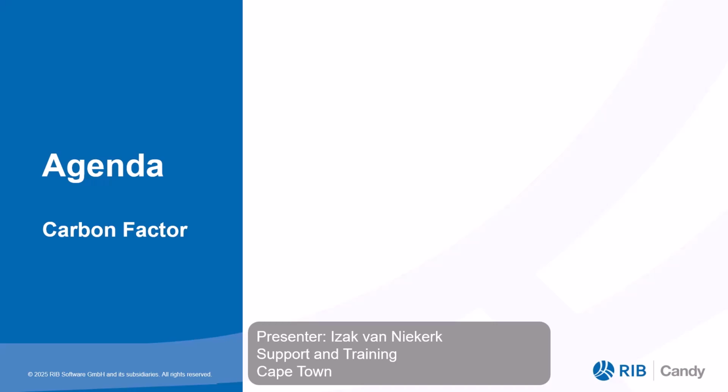My name is Isak van Niekerk and I'm based in the RIB Canny offices in Cape Town. I am involved in the testing, training and user support for Canny software. Today our focus is on the innovative feature in Canny's project control software that assists in the calculation of the carbon factor for projects. As sustainability becomes more important in how we plan and manage projects, tools like this can really help align your goals with being eco-friendly.